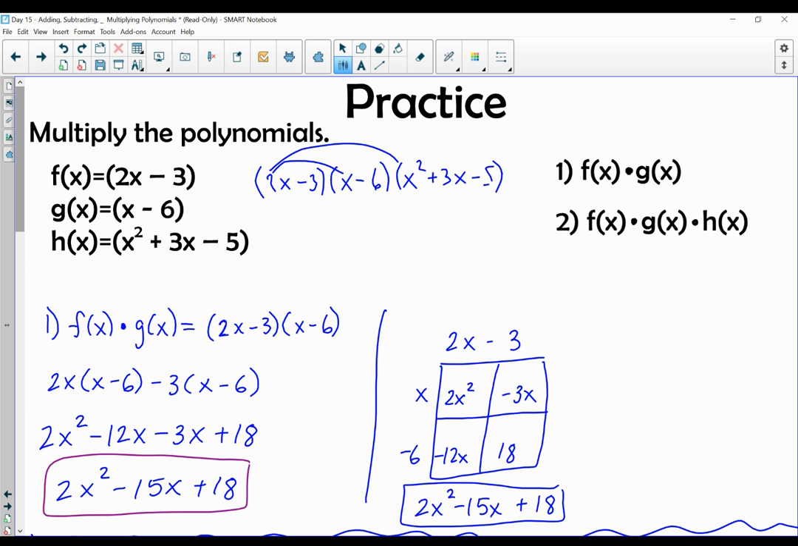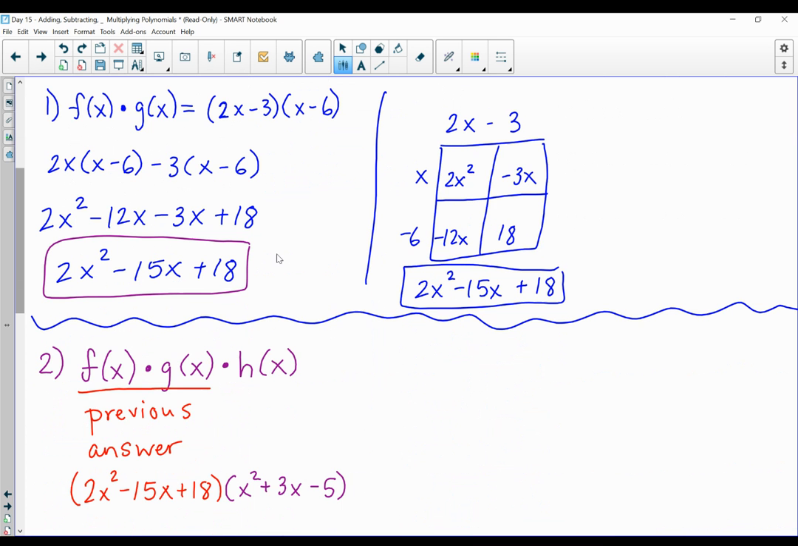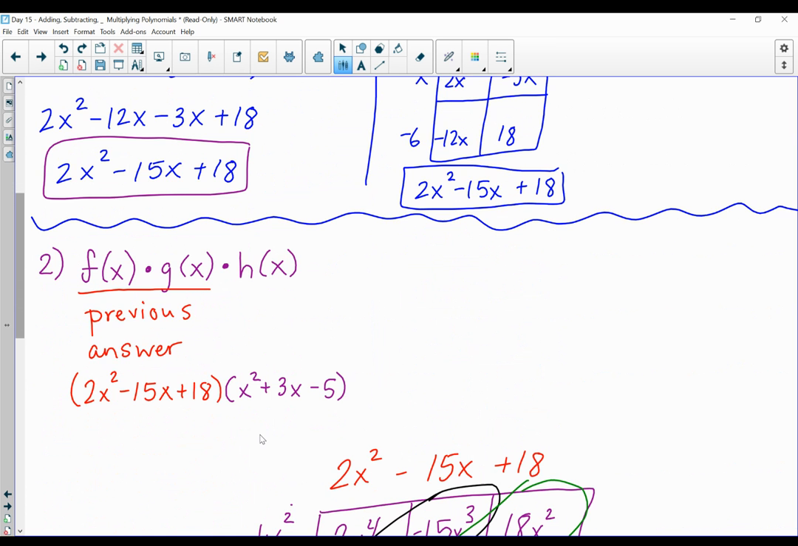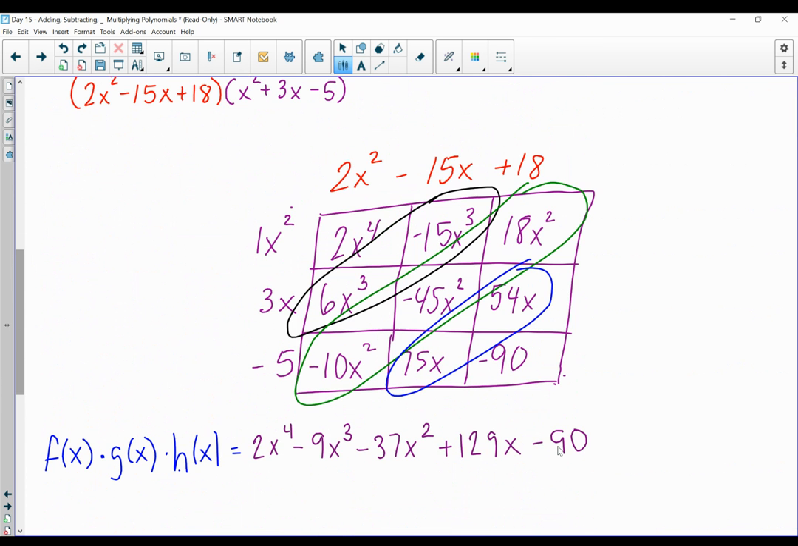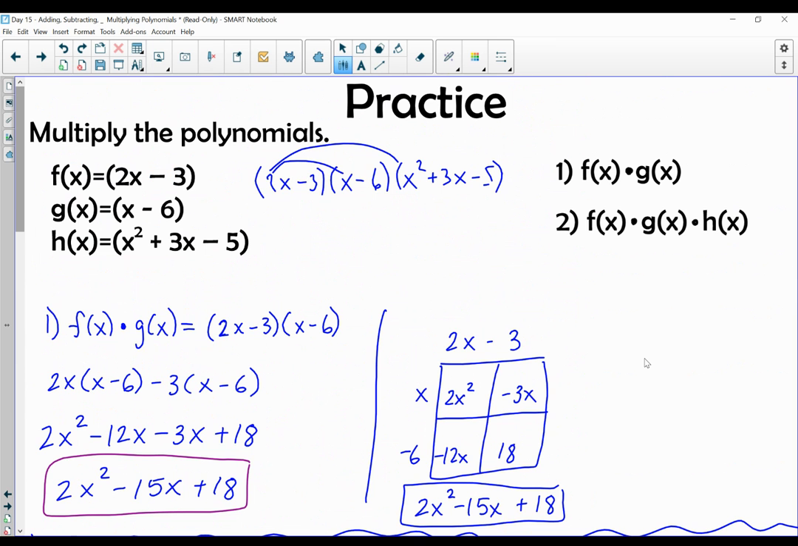Either way, you cannot multiply all 3 at once. You need to take your time and multiply 2 and then multiply it in again. So that's what I did here. I multiplied these 2 first, got my answer here in red, then multiplied it by my h of x, and came out with this answer. So please make sure you watch this and try and go back in and do your problems on your exam. All right, good luck.